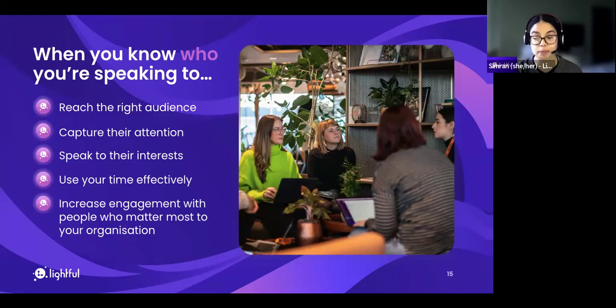It also means that you can make smarter use of your resources. So rather than spreading your efforts thin or trying to reach people who are unlikely to connect with your mission, you can actually focus your attention on the audiences who are most likely to engage and take action.